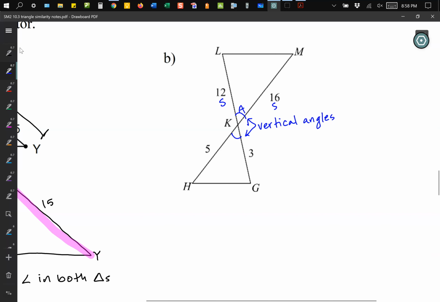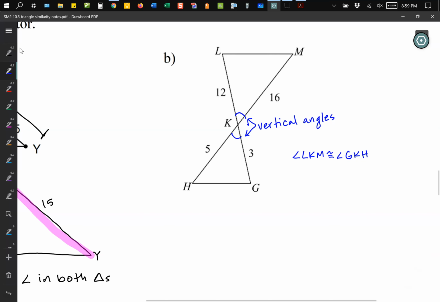So as we go through this, I want to name the angles that are congruent, and because I can't name them both angle K, I'm going to need to name them with 3 letters. So the one on top will be angle LKM is congruent to angle GKH, or HKG, it doesn't matter with the angles what order they're named in.